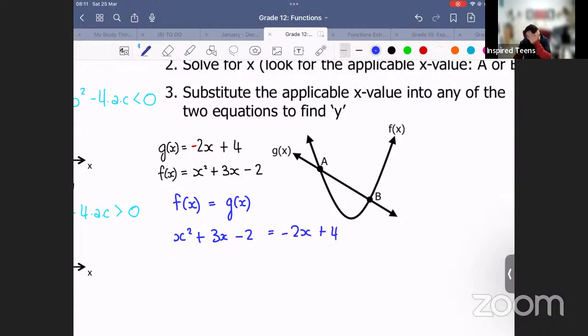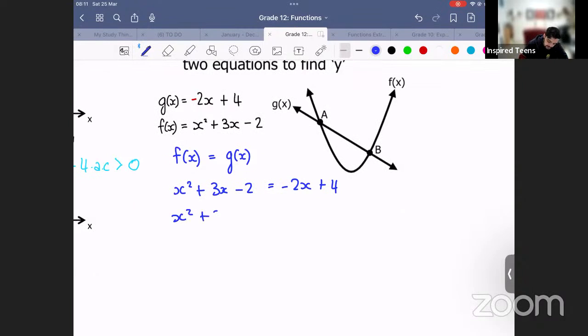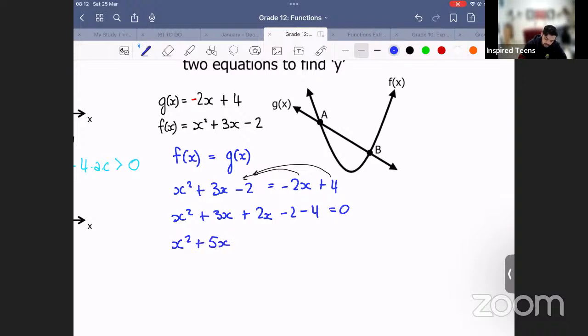Now I need to simplify, so I need to get everything onto one side. x squared plus 3x plus 2x. I took this over as plus. Now I can take the 4 over as plus as well, and I get minus 2 minus 4 is equal to 0. So now I'm left with x squared plus 5x minus 6.